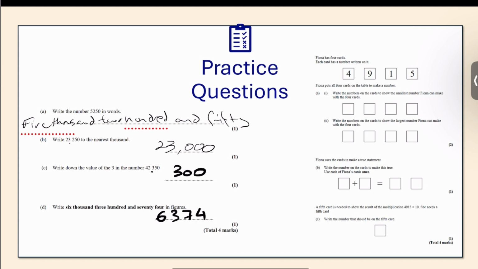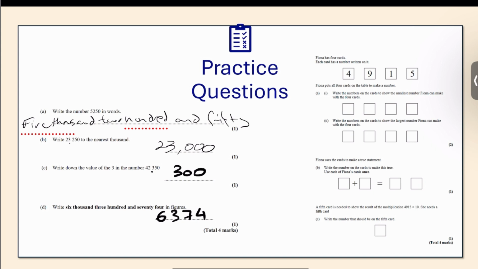Okay, so Fiona's got 4 cards. Each card has got a number written on it. Fiona puts all 4 cards on the table to make her number. Write down the numbers on the cards to show the smallest number Fiona can make.